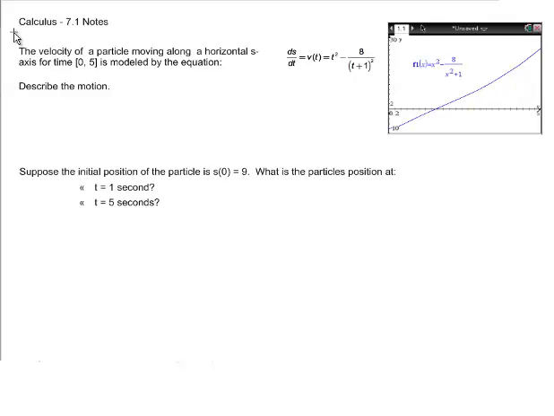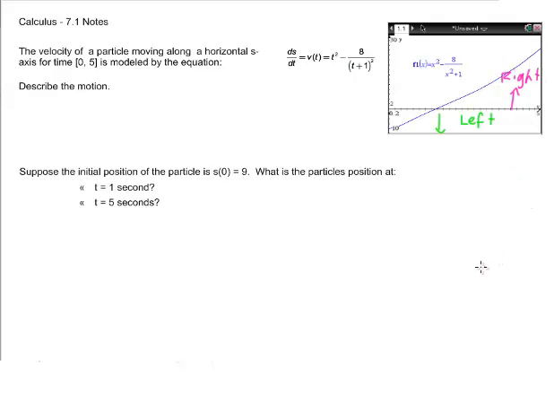The question is, if we've got this velocity of a particle moving along a horizontal s-axis from 0 to 5, describe what that motion would be. When we're talking about the motion of this particular particle, remember, when you're under the x-axis, you're moving in one direction. If you're down here, we're going to say that we're moving left or away. And if we're above the x-axis, we're going to say that we're moving toward or to the right.